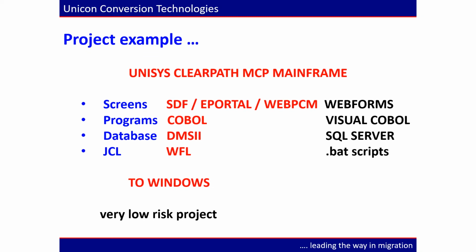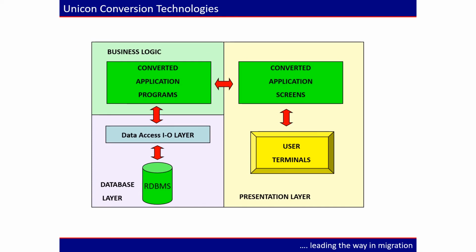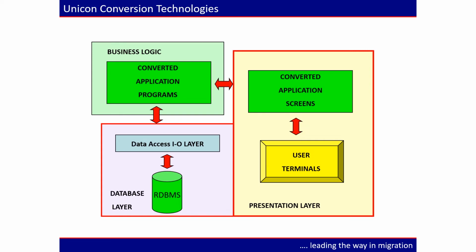If the project had converted the programs to Visual COBOL instead of C#, it would have been a very low-risk project. It is interesting to note that the screens, database, and JCL would have been converted the same in either case. In both cases, the data would be stored in a SQL Server database, and the screens would be web forms. So the supporting infrastructure of the migrated application, whether the programs were converted to Visual COBOL or C#, would be the same. But converting the Unisys MCP applications to Visual COBOL is a very low-risk project, and converting this to C# is a very high-risk project.